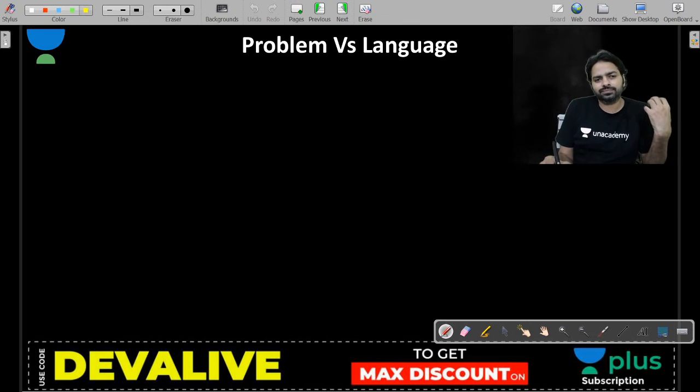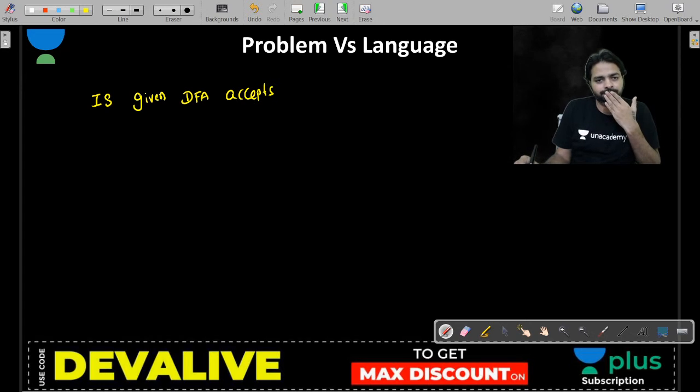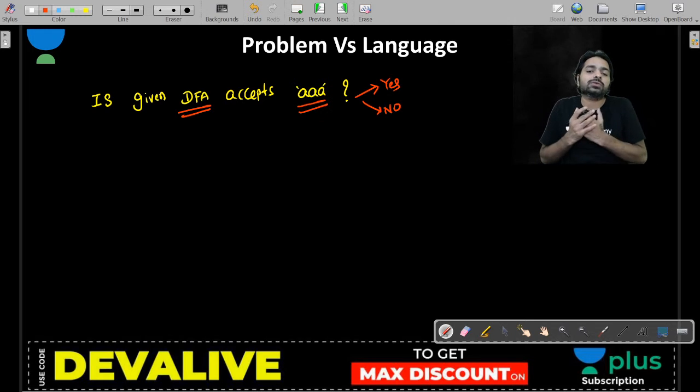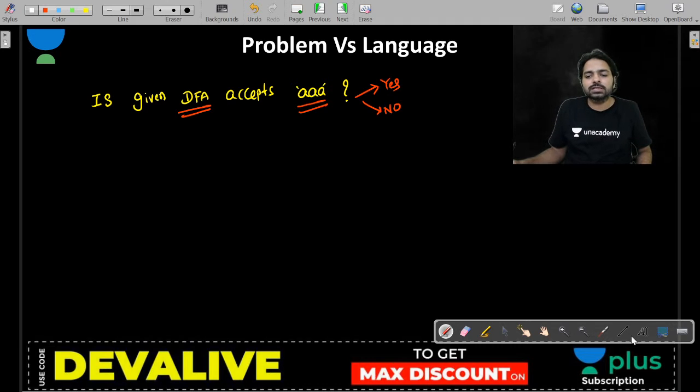So if I ask, is a given DFA accepting a particular string, I am asking AAA. This is a kind of problem, the answers will be either yes or no. What is given here? Two things are given: a DFA and a string. What you have to do is, do you have any algorithm to verify that AAA is accepted by the DFA or not? If it is accepted, we say yes. If it is not accepted, we say no. This is called a problem.